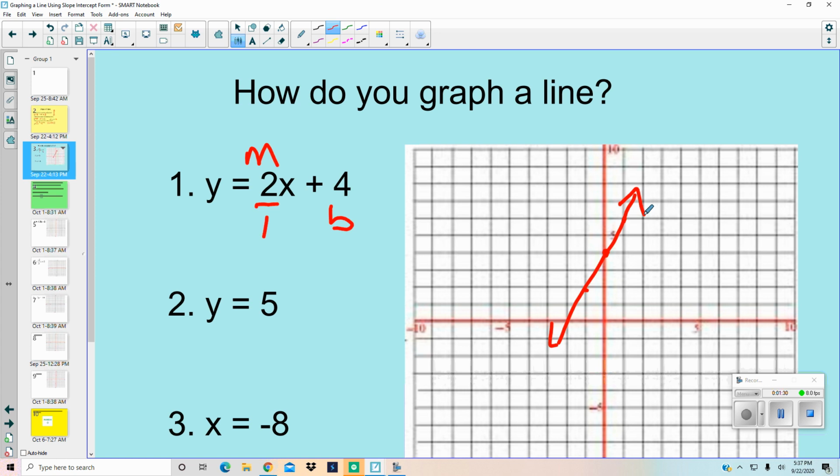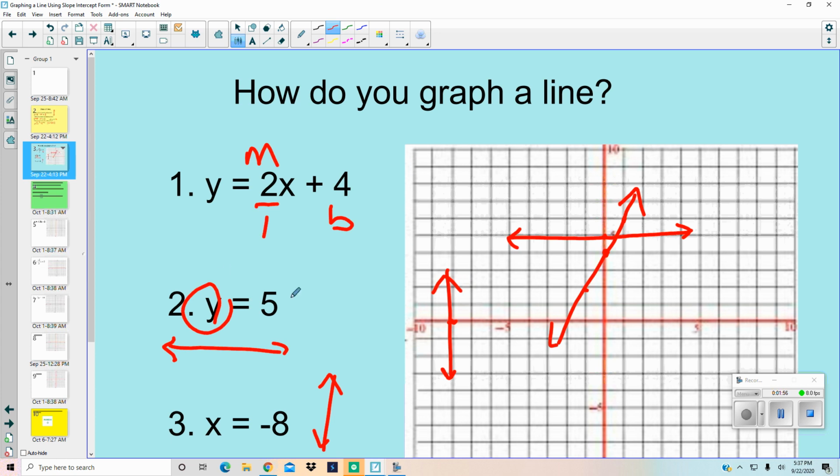If it's a horizontal line, we know the slope is 0. We know this is going to be a horizontal line, and it's a y value. So you go on the y-axis up to 5 and just draw a horizontal line through it. Easiest ones to graph. And then if it's vertical, it's also the easiest to graph. Vertical is up and down. The slope is undefined. I would go to -8 and just draw a vertical line through it.